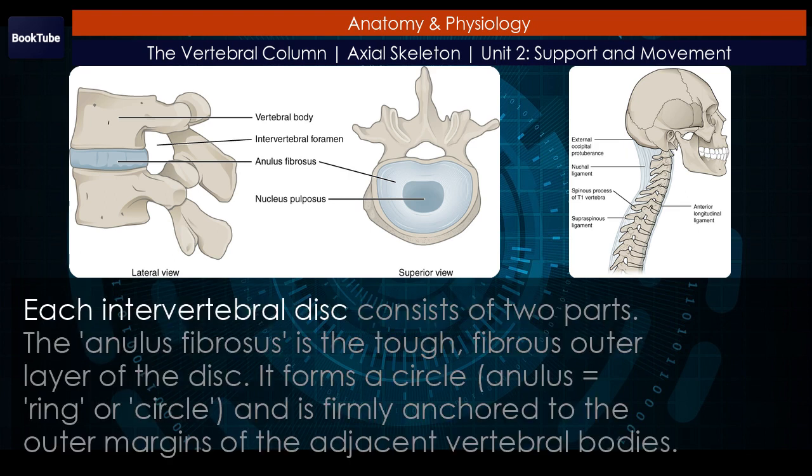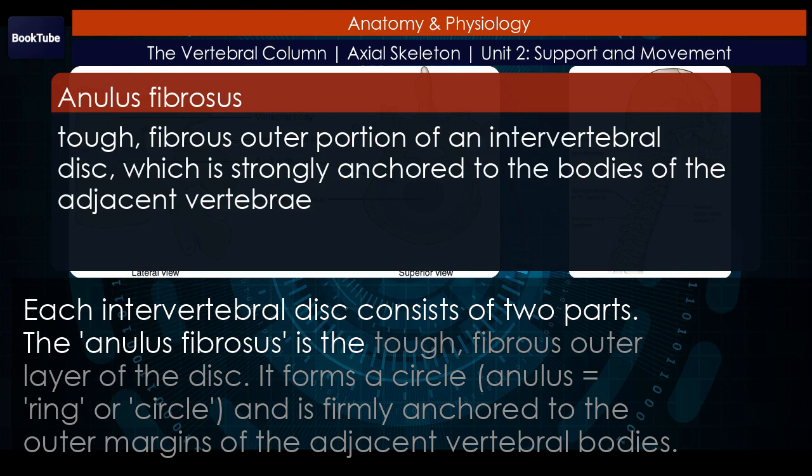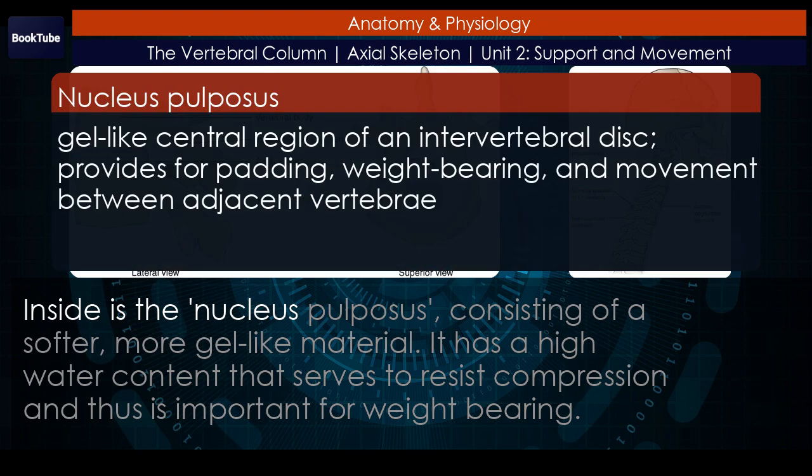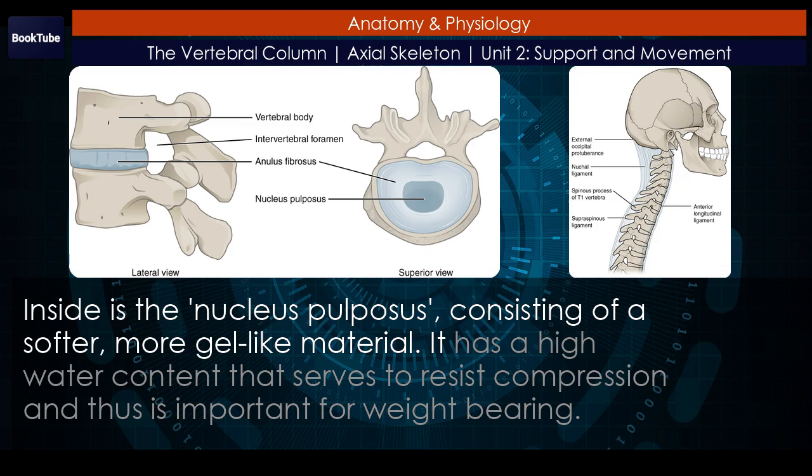Each intervertebral disc consists of 2 parts. The annulus fibrosus is the tough, fibrous outer layer of the disc. It forms a circle (annulus equals ring, or circle) and is firmly anchored to the outer margins of the adjacent vertebral bodies. Inside is the nucleus pulposus, consisting of a softer, more gel-like material. It has a high water content that serves to resist compression and thus is important for weight bearing.